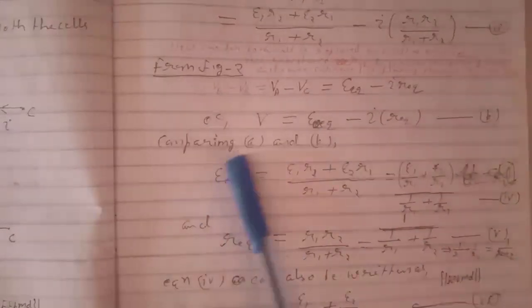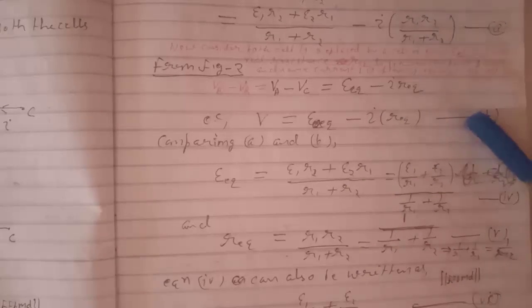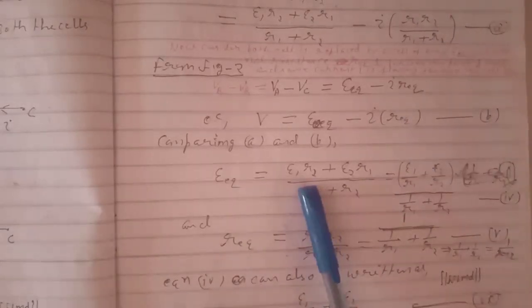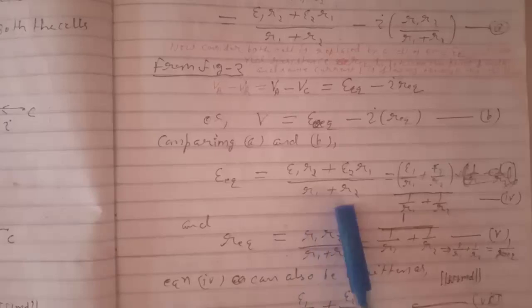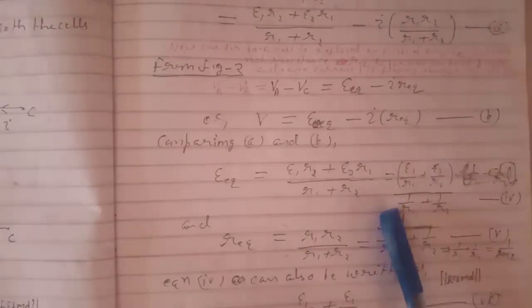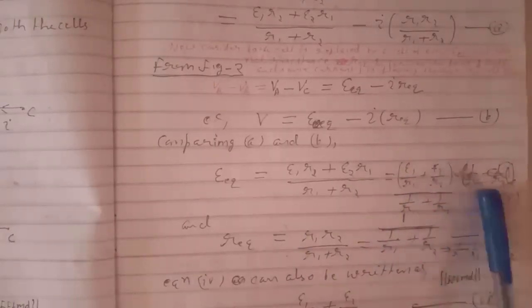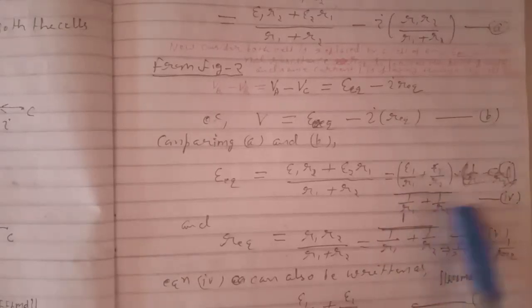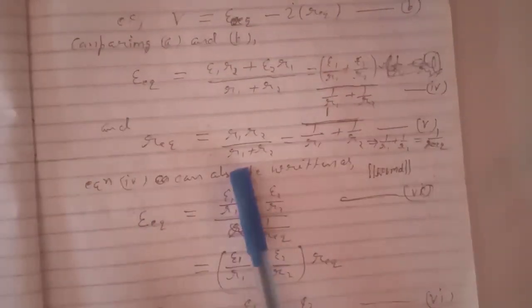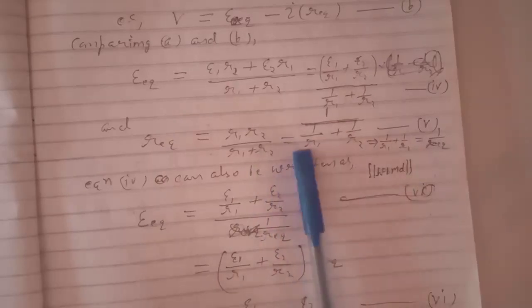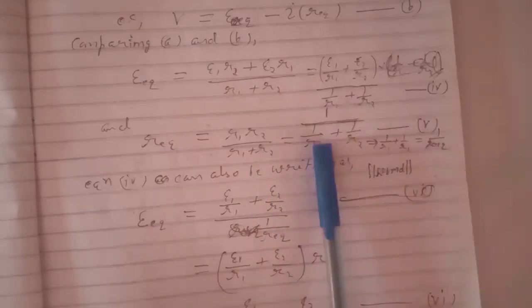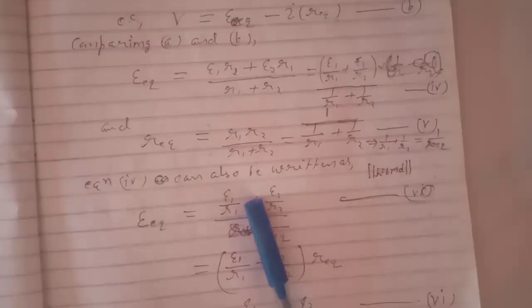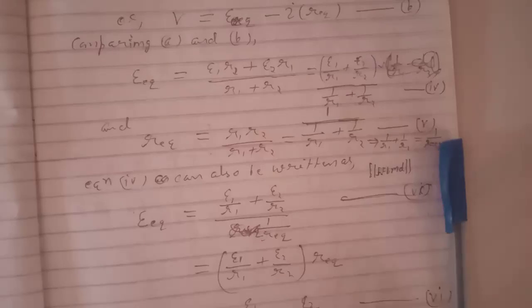Comparing equations A and B, we have E equivalent equal to (E1 R2 + E2 R1) / (R1 + R2), equals (E1/R1 + E2/R2) divided by (1/R1 + 1/R2). This is equation 5. And R equivalent is R1 R2 / (R1 + R2), or this implies 1/R1 + 1/R2 equals 1/R equivalent.